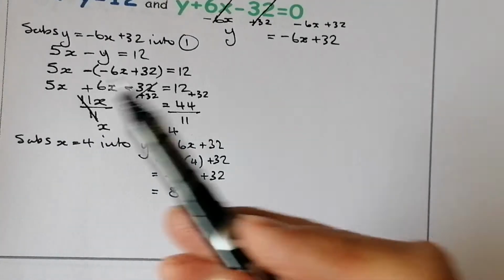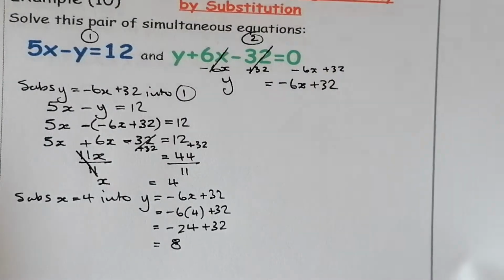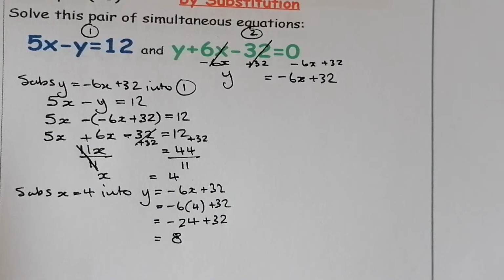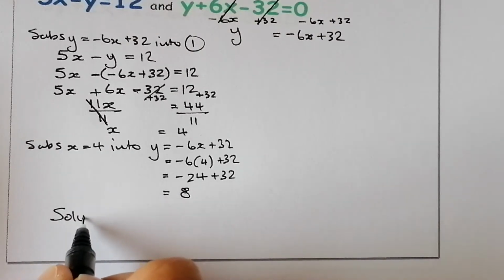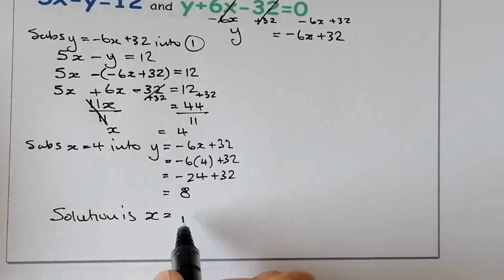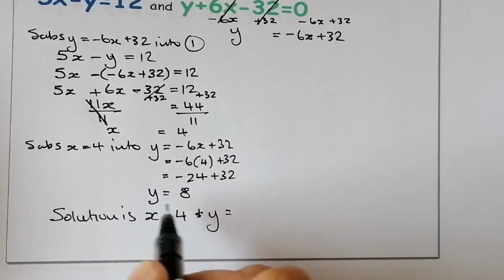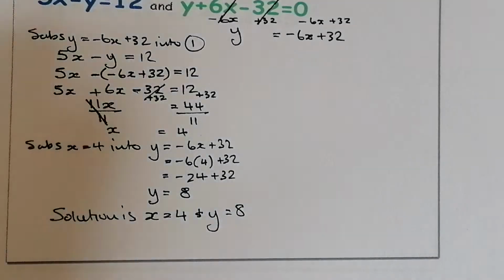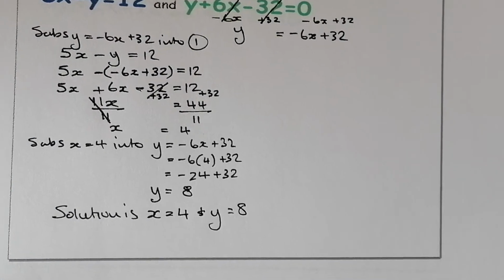Okay, so in the question, it's asked me to solve. I'm going to solve these simultaneous equations. So I'm just going to write a solution at the end. So the solution is x is equal to 4, and y is equal to 8. Don't need to write it in coordinates, I've not been asked to, but if I have, I'll go and do that and write it in coordinates.